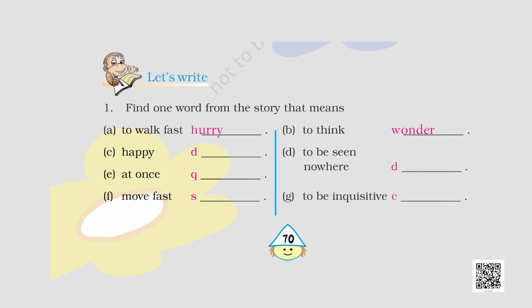It is wonder. The third one, happy. The word begins with D. Yes, delighted. Question D, to be seen nowhere. Again, the word begins with D. Disappeared. Right. Question E, at once. The word begins with Q. You were right, quickly.